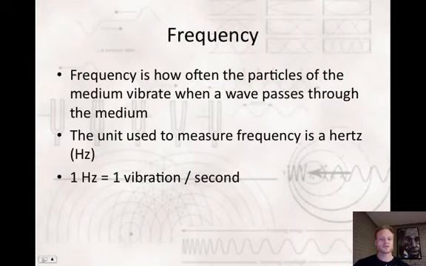The first thing I'm going to talk about is frequency, which is something we've hit on before. Frequency is basically how often the particles of a medium vibrate when a wave passes through the medium. So how often is that vibration occurring? The unit to measure frequency is the hertz, abbreviated Hz, and 1 hertz equals 1 vibration per second. So it's based off of a vibration per how many seconds.